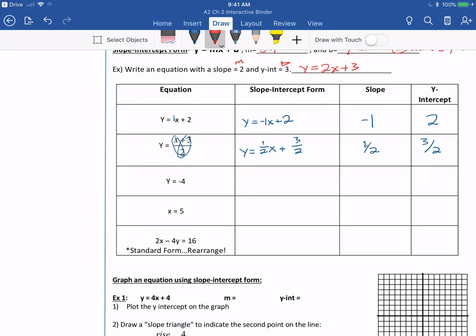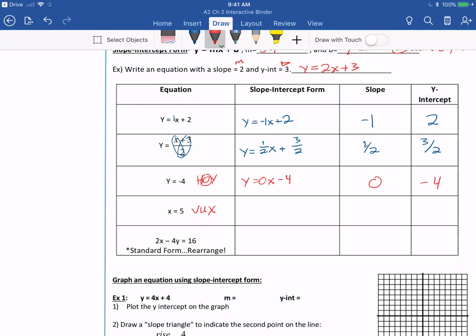Let's keep going. y equals -4 is a tougher one, but if you remember, that one is a horizontal line, Hoy. The next one, x equals 5, is a vertical line, Vox. To write y equals -4 in slope-intercept form, it's a little tricky, but it would be y equals 0x plus -4, since we said a horizontal line has a slope of 0. So the -4 is my y-intercept, and my slope is 0.